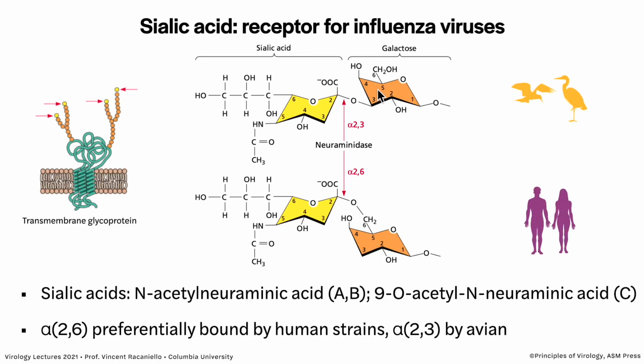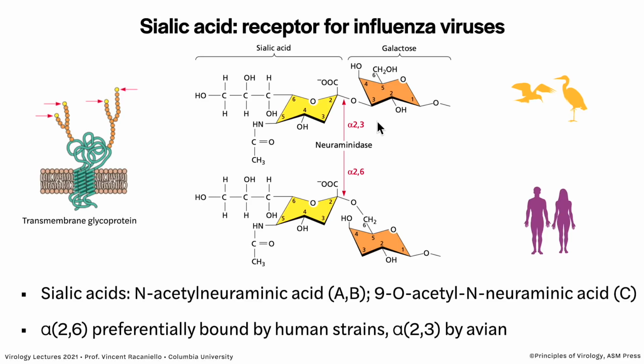Can be multiple kinds of sugars. Here's galactose, but it could be other sugars as well. The key here is that the sialic acid is linked to galactose with an alpha-2,3 linkage. All that means is the 2-carbon of this ring is linked to the 3-carbon of the galactose with an oxygen in between. That's called alpha-2,3 linkage.